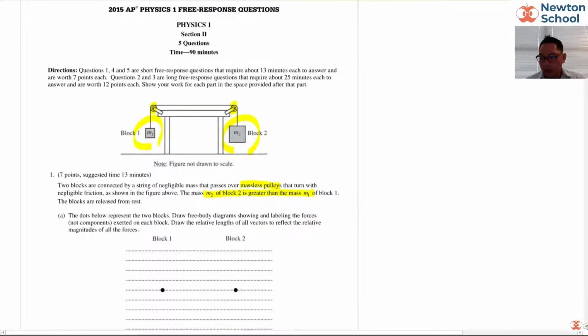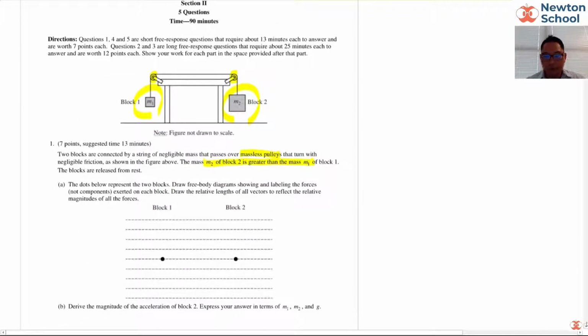Then, as usual, we start with the free body diagrams. Let's go over what's happening first. Since M2 is heavy, this will go down that way, this will go this way, and the small mass M1 will accelerate up. Here we have to agree the acceleration of M1 equals the acceleration of M2. Otherwise, this rope will be stretched out if they have different accelerations.